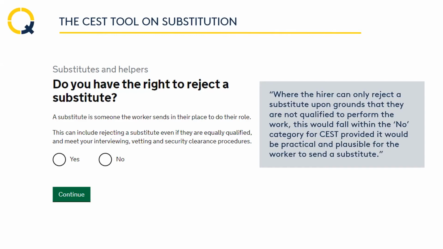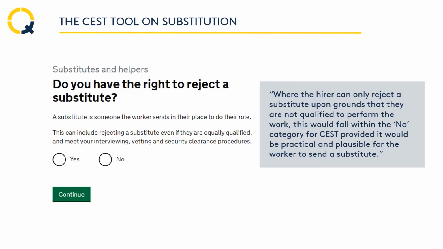However, in the CEST section of the Employment Status Manual, it states, where the hirer can only reject a substitute upon grounds that they are not qualified to perform the work, this would fall within the no category for CEST, providing it would be practical and plausible for the worker to send a substitute. The Employment Status Manual provides guidance for HMRC staff and is not linked to or from CEST, but this clarification would have a significant impact on the user's interpretation and subsequent answer to one of the most important and pivotal questions on the tool.